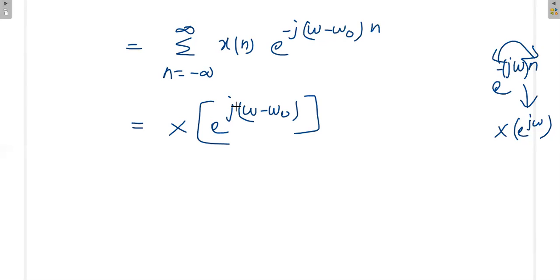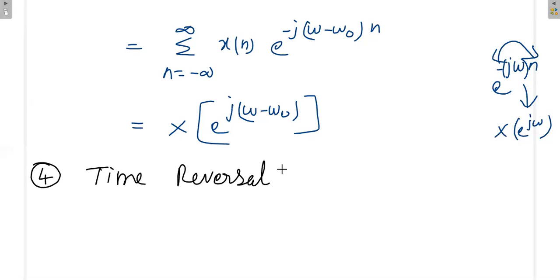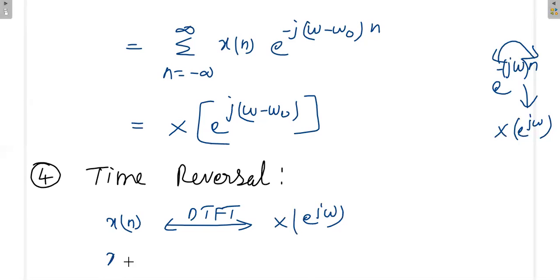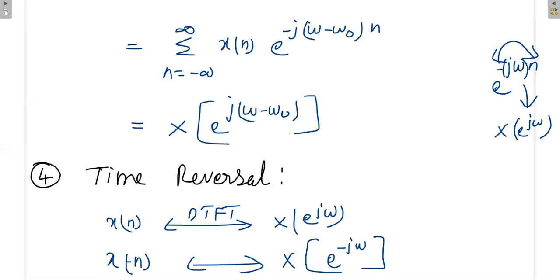Okay, so next property is time reversal property. Time reversal. x of n, discrete time Fourier transform x of e power j omega. x of minus n is x of e power minus j omega. Proof.